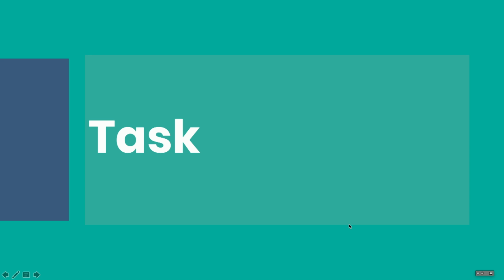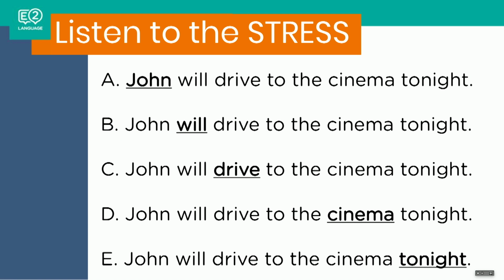Okay, let's do a task. What I want you to do first is just listen to the sentence stress here. And what I mean by sentence stress is the particular word in the sentence that I stress, which kind of changes the meaning. It doesn't change the meaning grammatically or semantically or anything like that. But if I put stress on a particular word, listen to what it does to the meaning of the sentence.